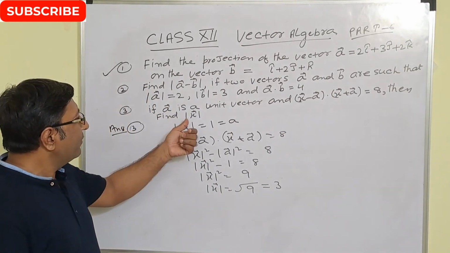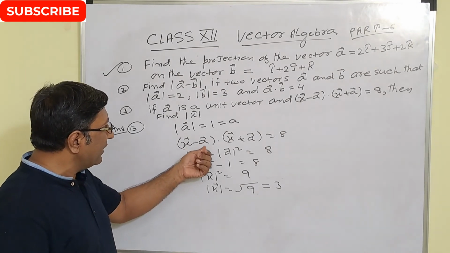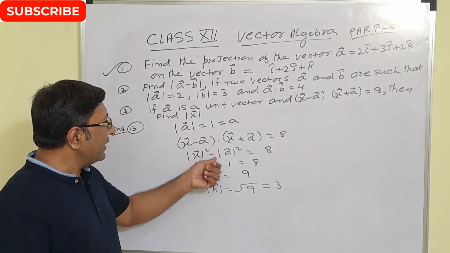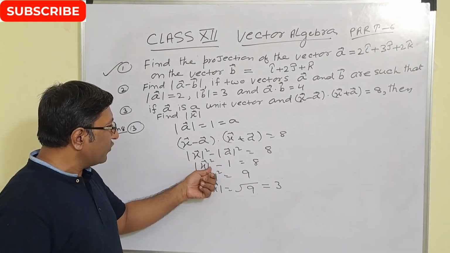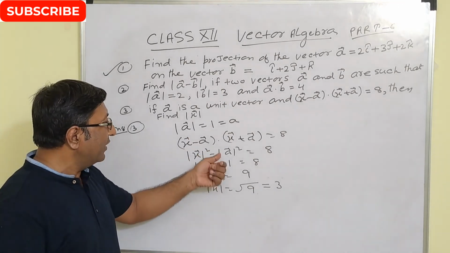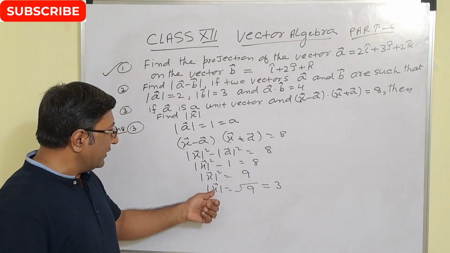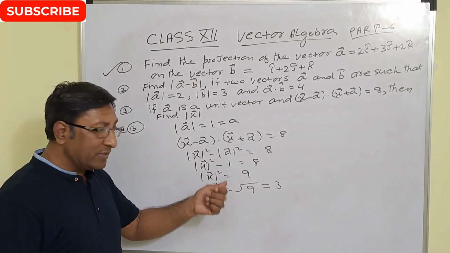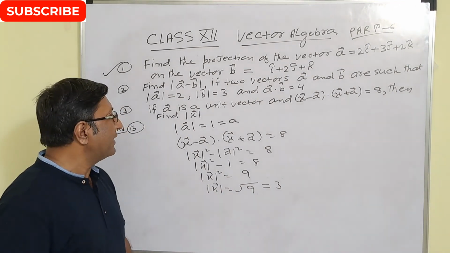Then we have to find the magnitude of x vector. So x vector minus A dot x vector plus A equals 8. So this is magnitude of x squared minus magnitude of A squared equals 8. The magnitude of A is already given as 1 because A vector is a unit vector. So magnitude of x squared is 8 plus 1, that is 9. So magnitude of x equals the square root of 9. You know the square root of 9 is plus or minus 3, but here we are taking the magnitude of x, so it is only positive. So our correct answer is 3.